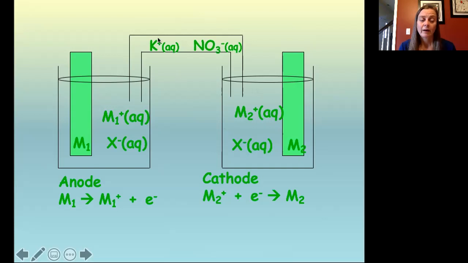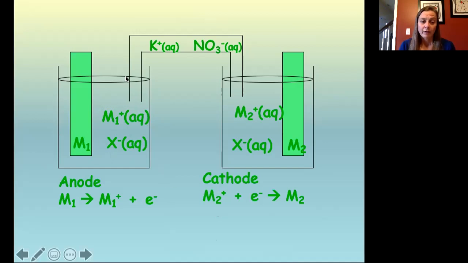And so we have this salt bridge, and inside our salt bridge, these ions are free to move between the two solutions. And so the positive ion is going to flow in the same direction as the electrons in order to balance that charge. And the negative ion is going to flow in the opposite direction also in order to balance the charge, because this side would be becoming more and more positive because it's losing electrons.